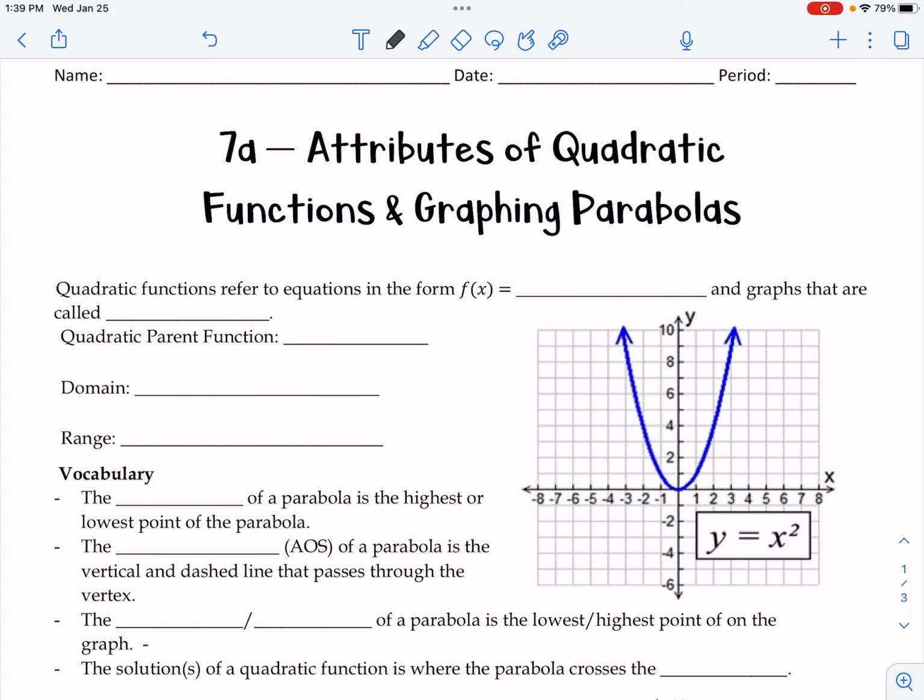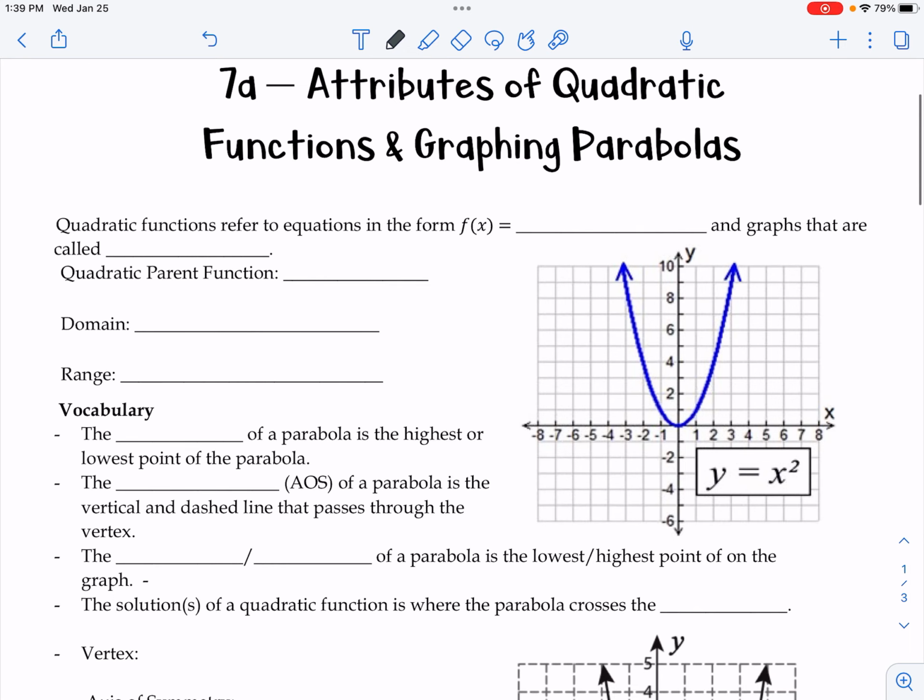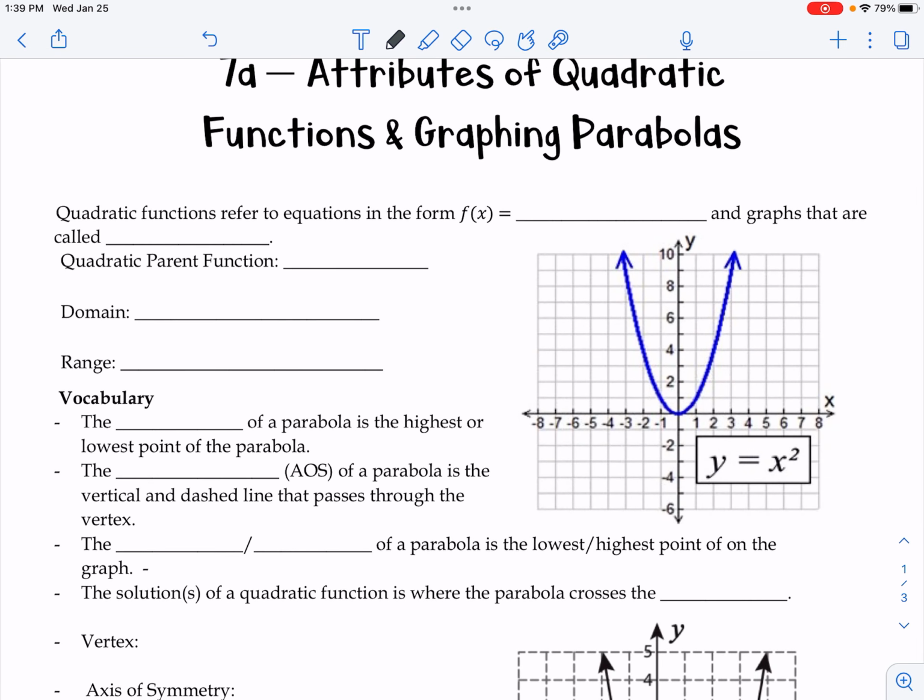All right, so in the last unit, we were factoring quadratics. In this next unit, we are going to be graphing and solving them. And so starting with graphs and key attributes, most of this is just vocabulary.